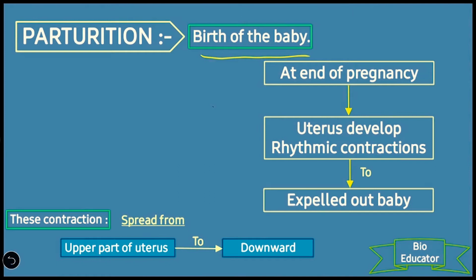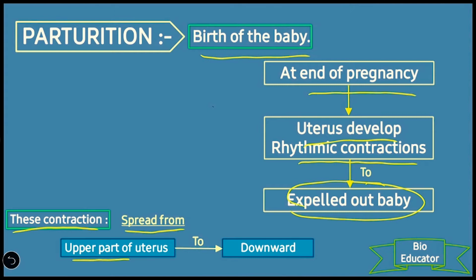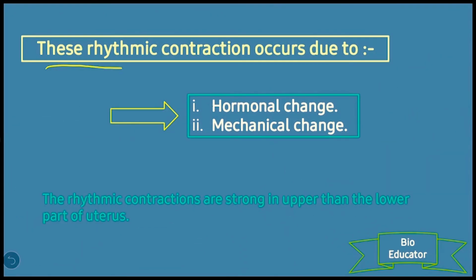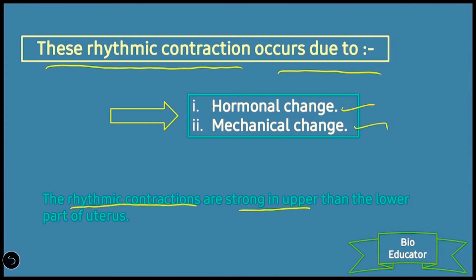During the end of the pregnancy, the uterus develops rhythmic contractions to expel the baby. These rhythmic contractions spread from the upper part of the uterus, which is the fundus, towards the downward part of the uterus. These rhythmic contractions occur due to two changes. First, hormonal change, and second, mechanical change. A noticeable thing is that the rhythmic contractions are stronger in the upper than the lower part of the uterus.